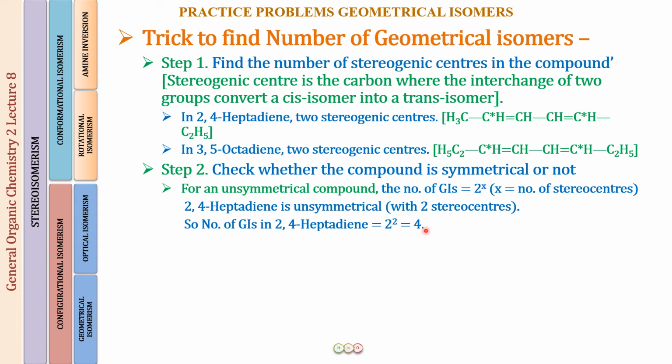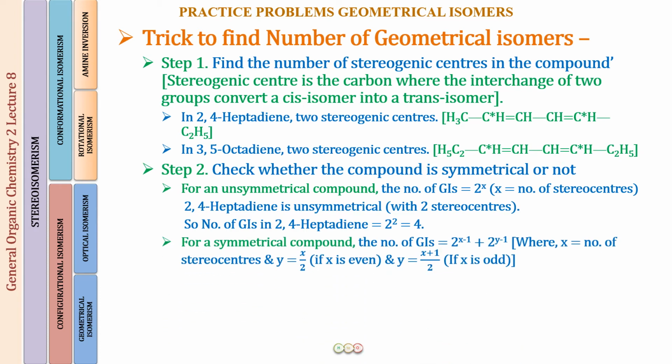Now, the next we had was 3,5-octadiene. So in this, what do we have? Well, this is a symmetrical molecule. You've already seen that, right? So for a symmetrical molecule, the number of geometrical isomers has a different formula. This is 2 to the power x minus 1 plus 2 to the power y minus 1. Now, x you already know is the number of stereocenters in the compound.